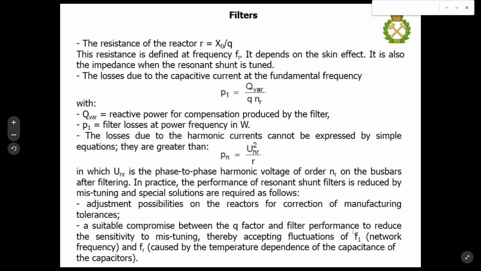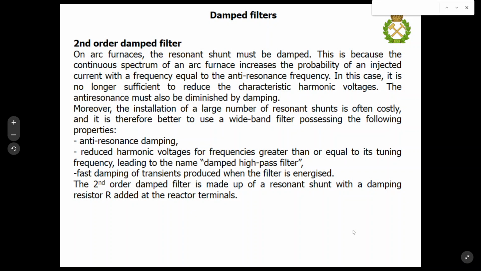Also, the resistance of the reactor, the losses due to the capacitive current at the fundamental frequency, and also the losses due to the harmonic currents can be evaluated by means of the presented equation. And also we have more difficult topologies of such filters.